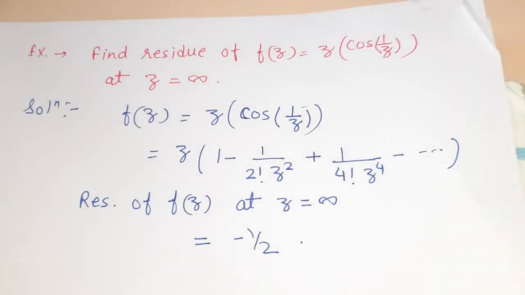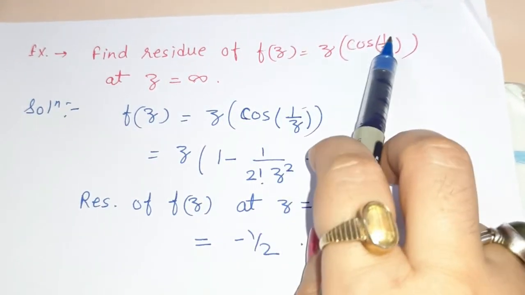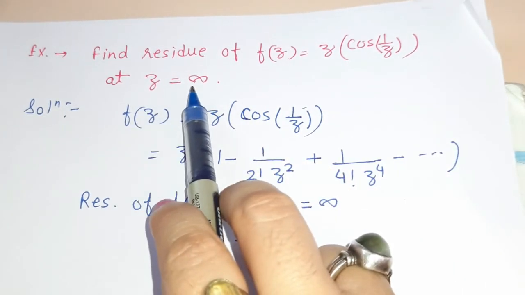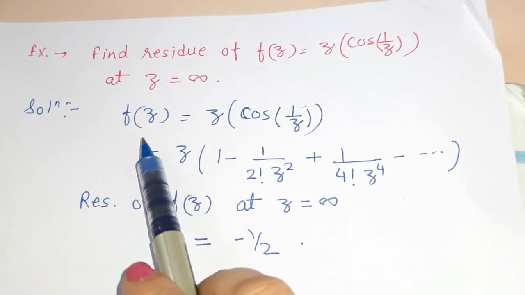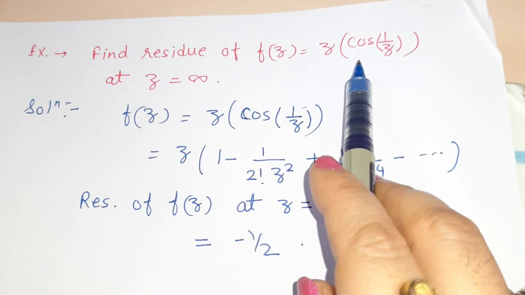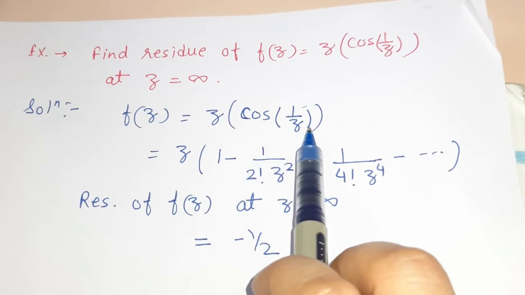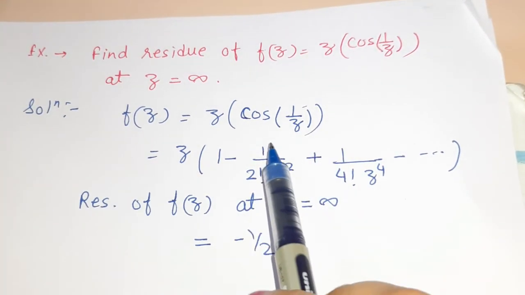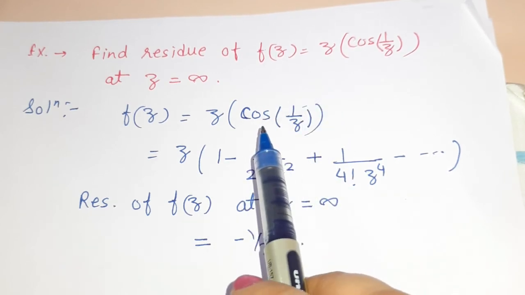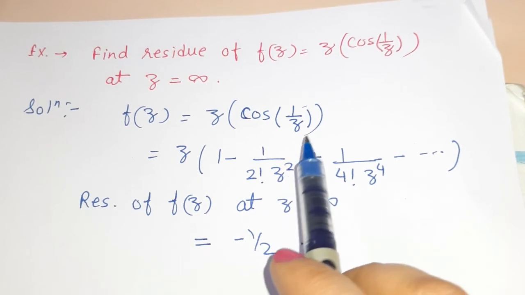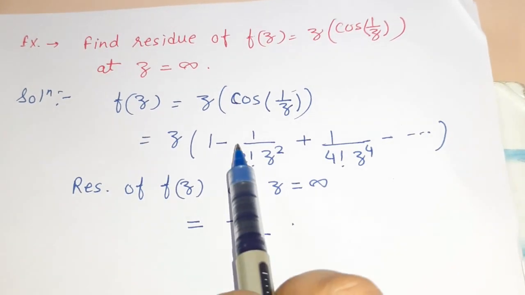Now we see one more example. Find residue of f(z) equal to z into cos 1 by z at z equal to infinity. Here we are getting an essential singularity, because it contains an infinite number of terms in negative powers of z. So the function is f(z) equal to z into cos 1 by z. It is very clear that we cannot find the residue at infinity from the first method, that means by applying limit z tends to infinity of minus z into f(z). So we take the second case here.